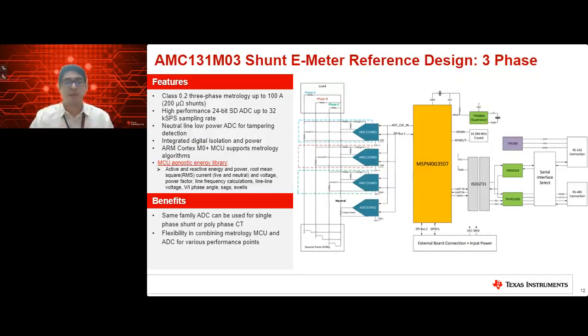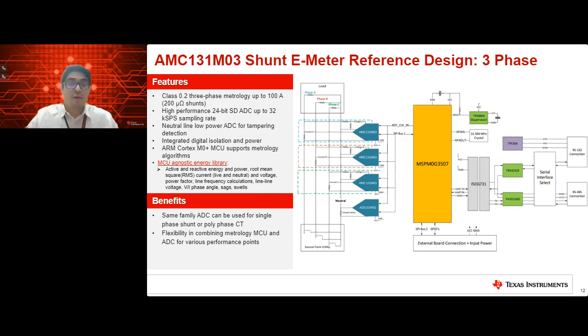This is looking a little bit more in depth into that polyphase isolated shunt solution that Jyah was showing just a few slides earlier. As you can see, we're still boasting the same 0.2% accuracy on the three-phase metrology up to 100 amps, going up to 32 kilosamples per second sampling rate. And we also have an additional ADS131M002, as you can see at the bottom, to do the neutral tamper detection here.